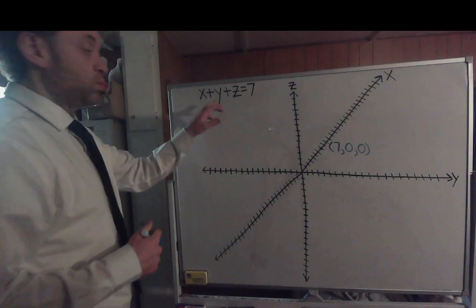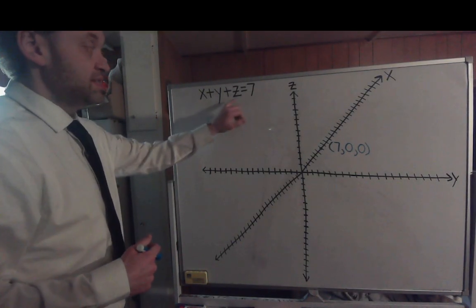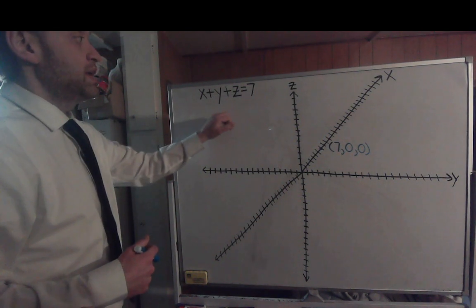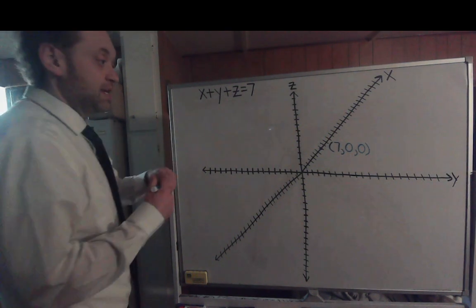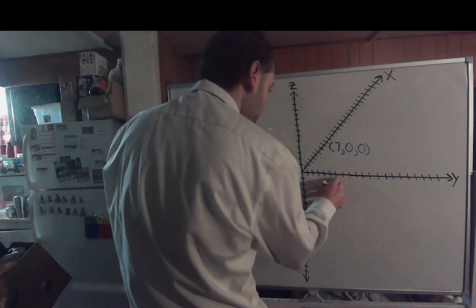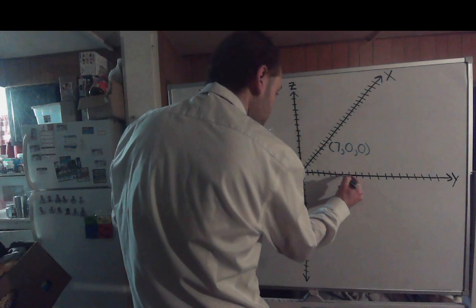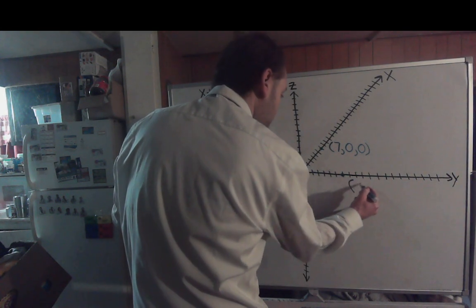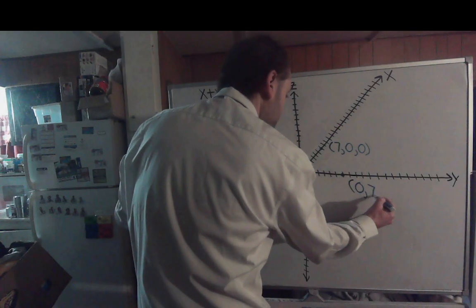Now how about your y-intercept? You'll set both x and z equal to 0. You would get a y-intercept at (0, 7, 0). So 1, 2, 3, 4, 5, 6, 7. So there is your y-intercept at (0, 7, 0).